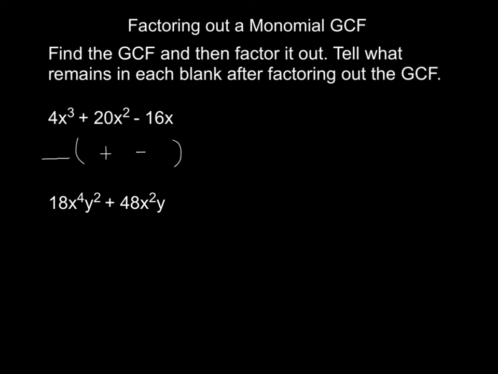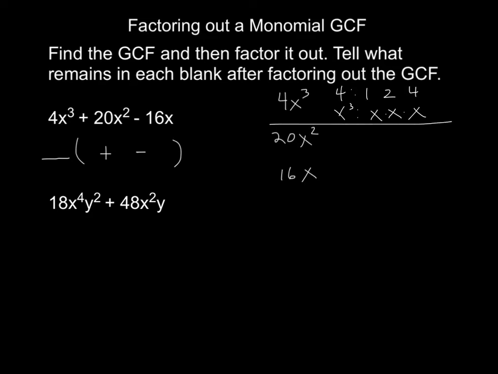If you're still working on being able to find those, we can go ahead and list 4x to the third as one of our terms, 20x squared as another term, and 16x as our other term. And we don't need to include the minus because we have that taken care of right here. So the factors of 4 are 1, 2, and 4. And if we have x to the third, we know that is x times x times x. And this should look familiar to you.